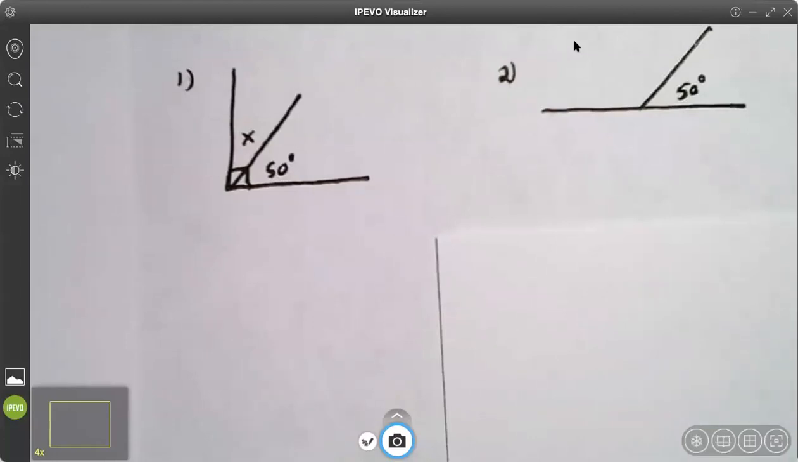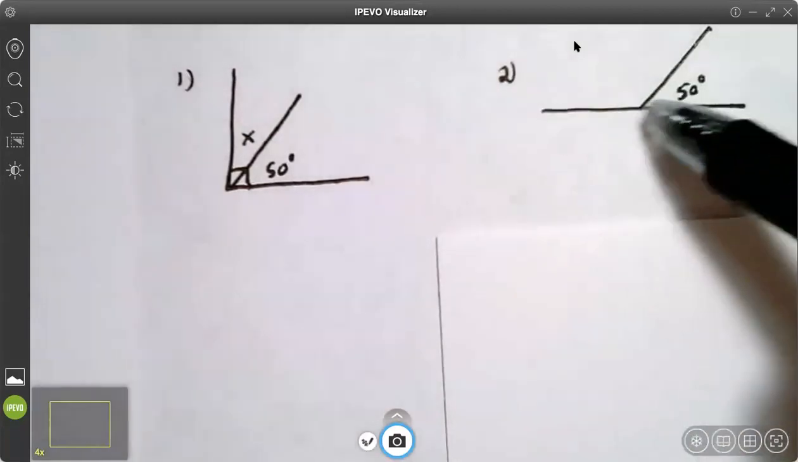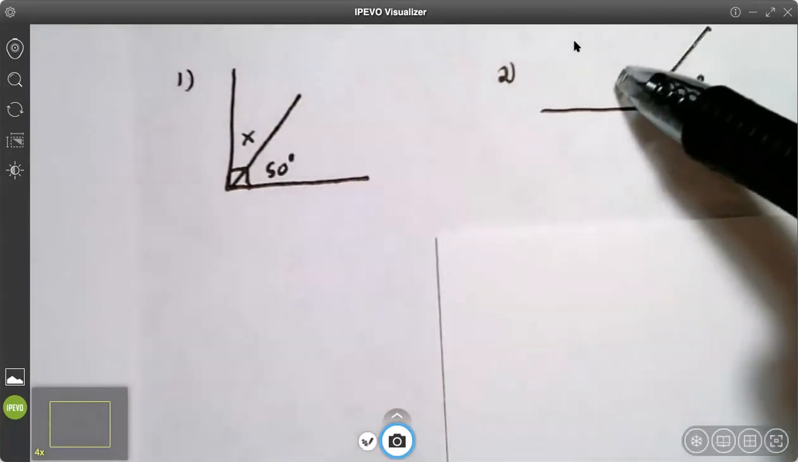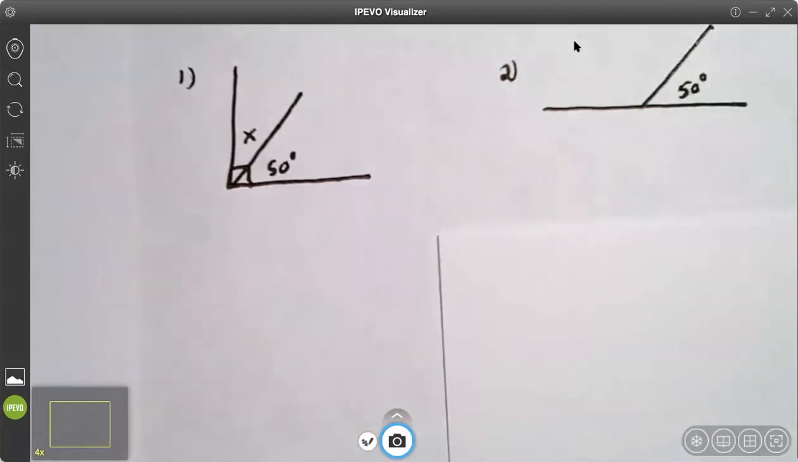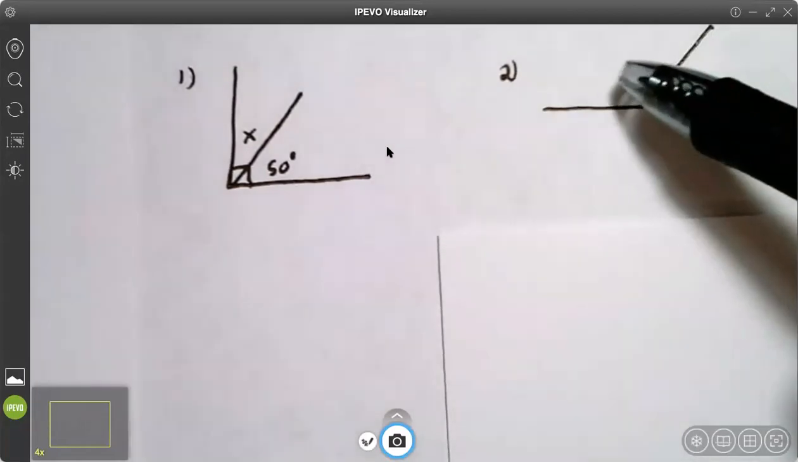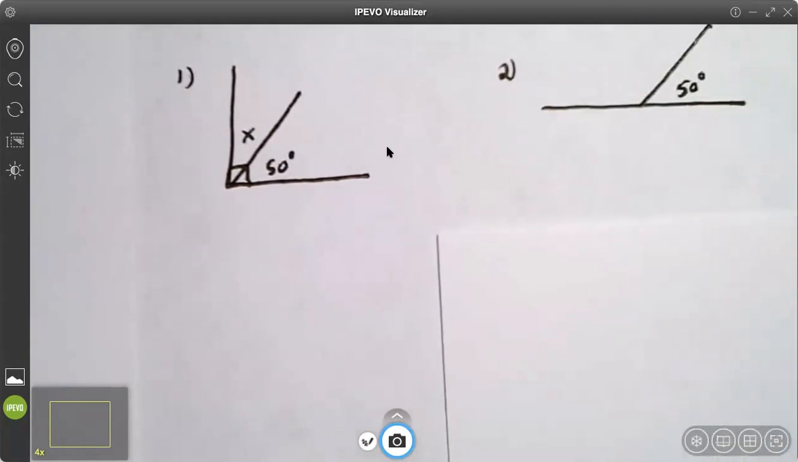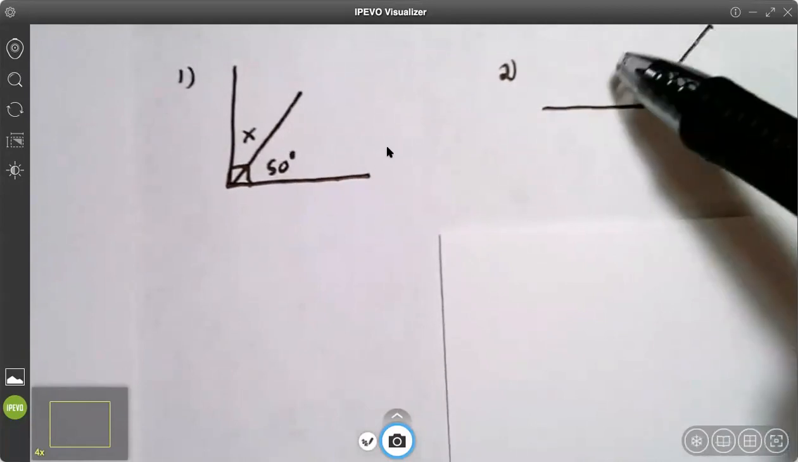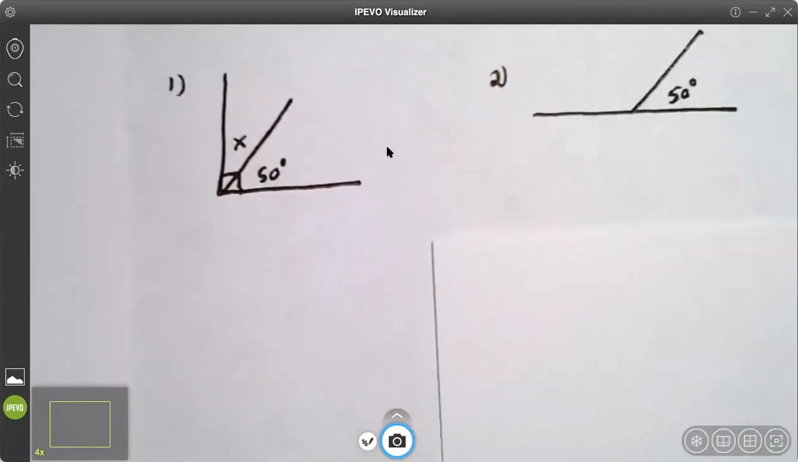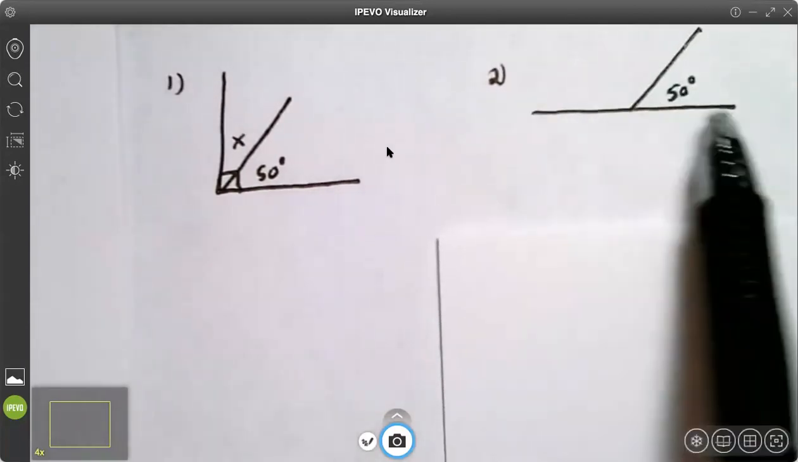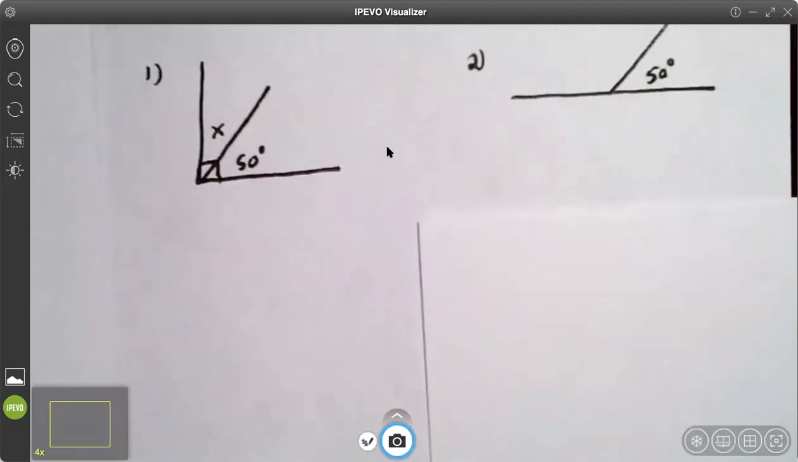Try number 2. Number 2 has a straight line. We know straight lines are 180 degrees. One of the angles measures 50 degrees. You find this other measure here. So I could write an equation, x plus 50 equals 180, or I could just take my calculator and say 180 minus 50 equals, and what's left over goes right here, which is 130 degrees. Those angles are supplementary. They equal a straight line or 180 degrees.